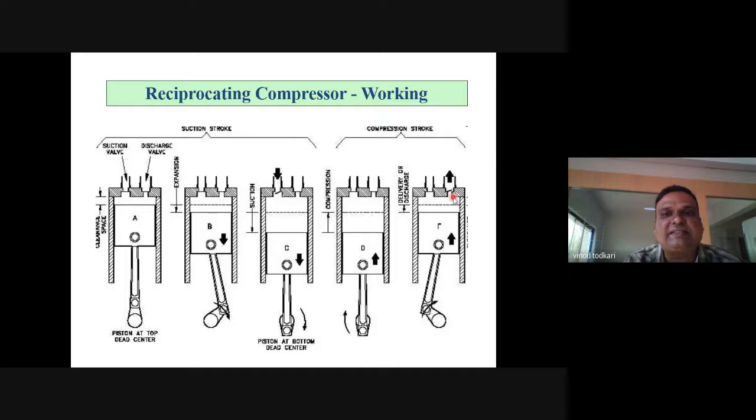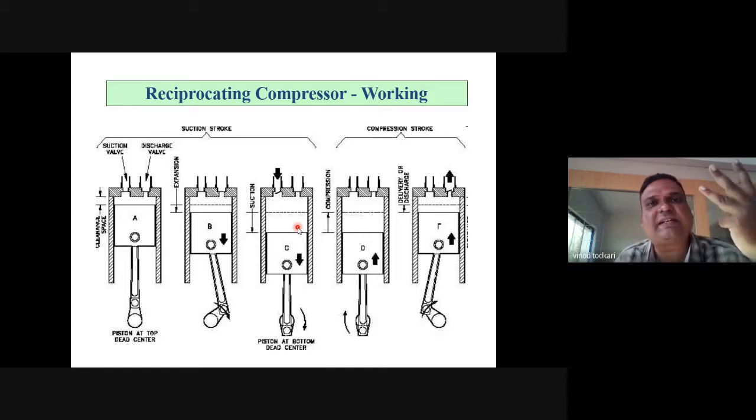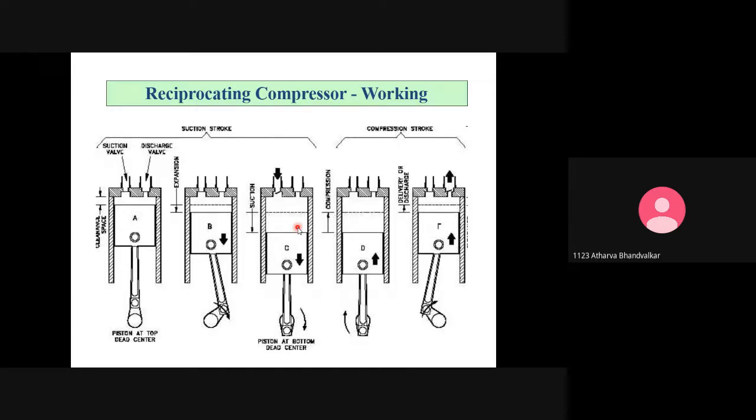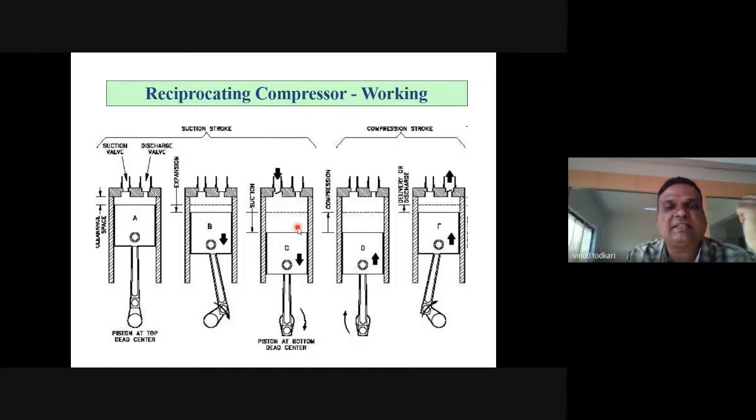Tell me very honestly, are these three things clear to you? First is suction, second is compression, and third is delivery. So in a compressor, we take air inside the cylinder, compress it, increase its pressure, and then store it in a reservoir. What do we do in suction? Intake of air. Air is sucked inside the cylinder. Air is admitted inside the cylinder.